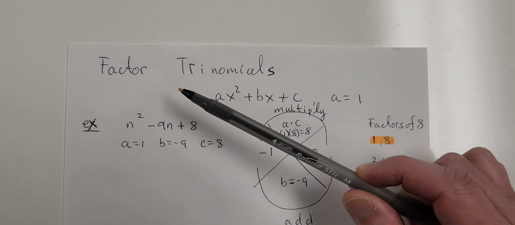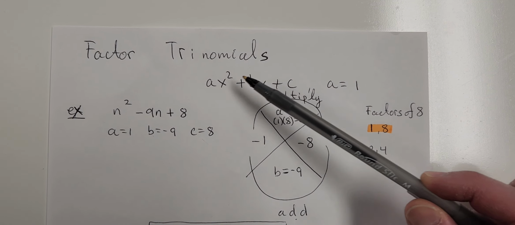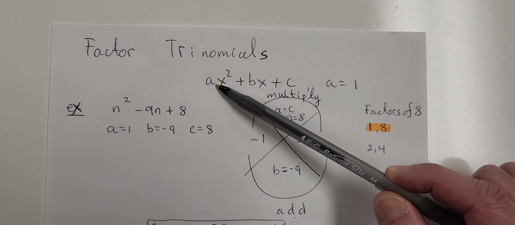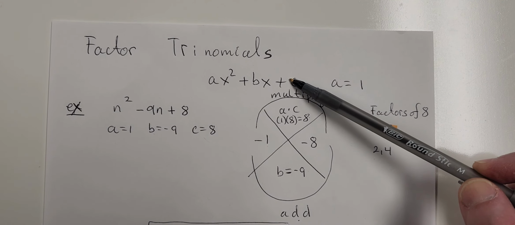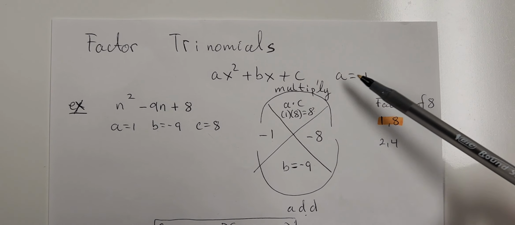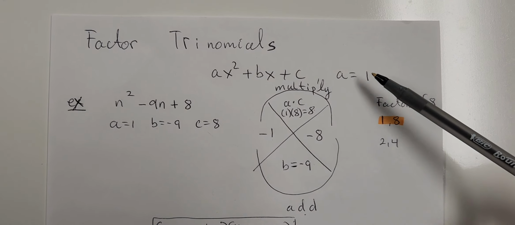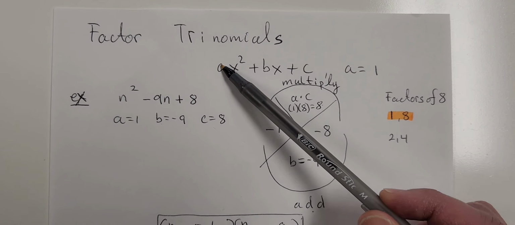This lesson is on factoring trinomials. I have ax squared plus bx plus c. This is a trinomial because it has three terms. In this situation, a will be 1. We're going to factor trinomials when a is 1, and a is always in the front.